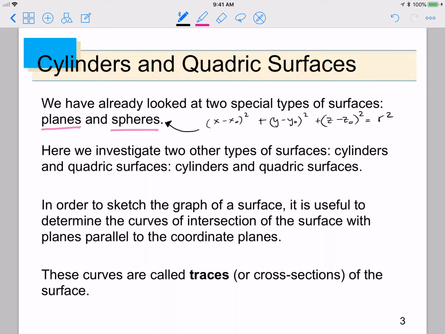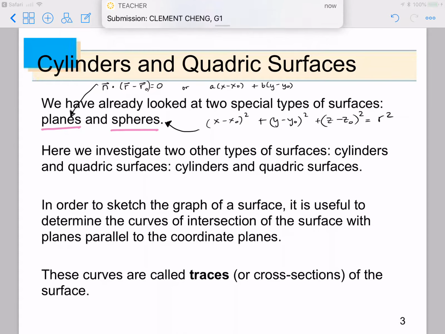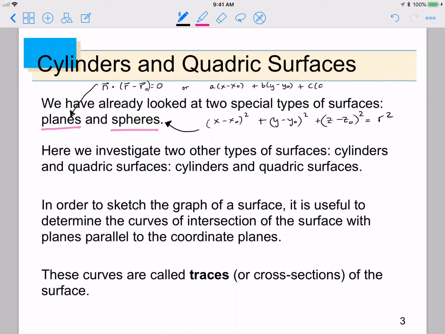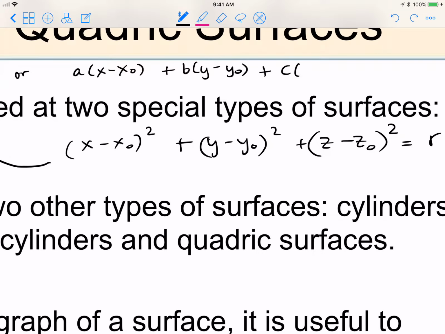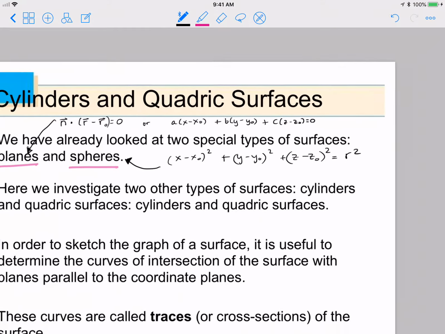And then we had several different variations of the formula for a plane. I'll just put them here as a reminder. We had our vector form, which is n dotted with r minus r naught equals 0. Or we could have a times x minus x naught plus b times y minus y naught plus c times z minus z naught equals 0.